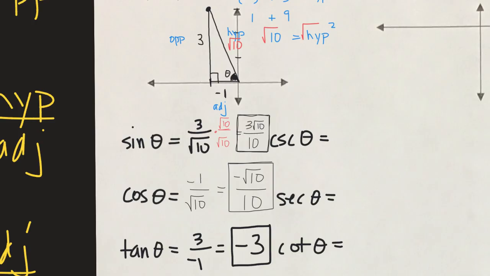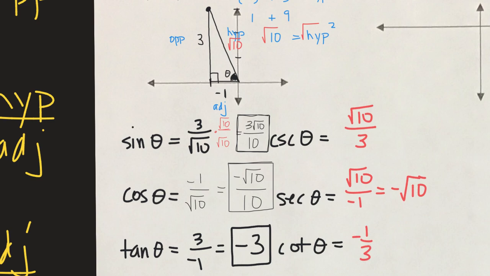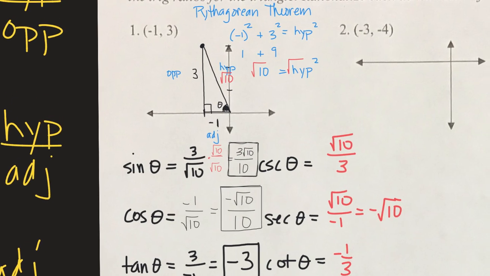Okay, cosecant. Well, cosecant is the reciprocal of sine, so that's the hypotenuse, which is root 10 over the opposite side. Nothing to simplify there. Secant is hypotenuse, which is root 10 over adjacent side, -1. Root 10 divided by -1 is negative root 10. And then cotangent is -1 over 3. Nothing to simplify there. Okay, so if we can simplify a problem, we should simplify the problem.